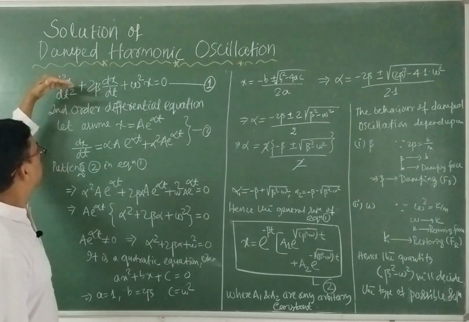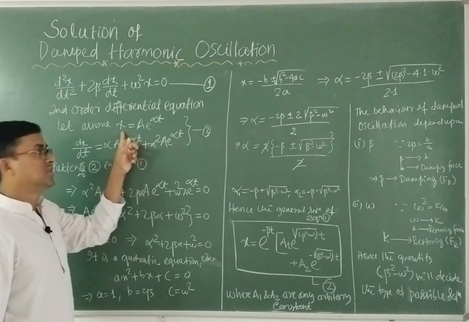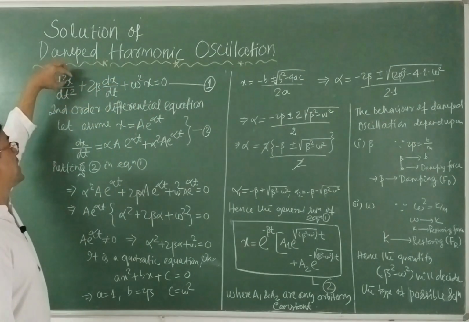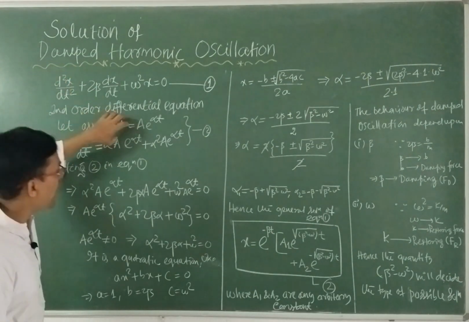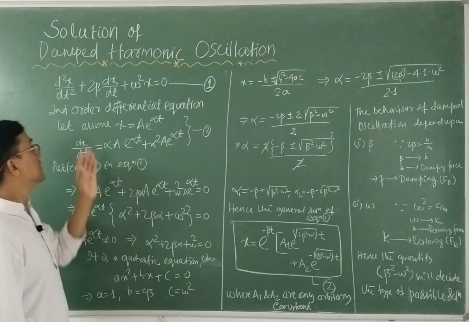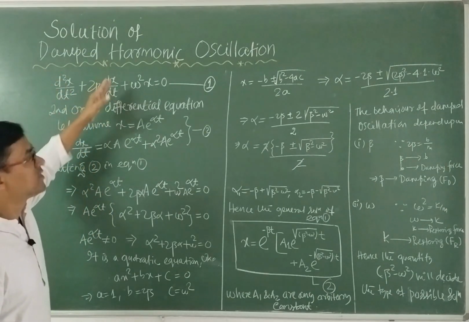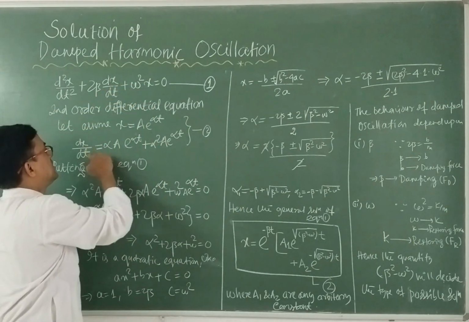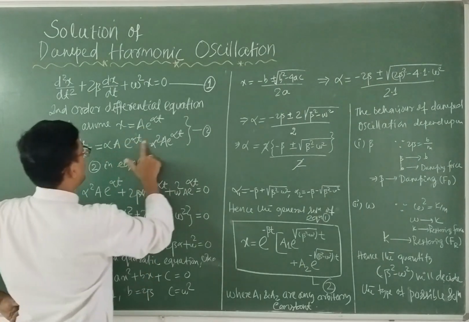So first, to solve this equation, we have to assume a solution. This is the problem, x is the solution, and our objective is to find x. So let x equal e to the power alpha t. Then for dx by dt, just the first derivative, e to the power alpha t gives alpha e to the alpha t, as we know.